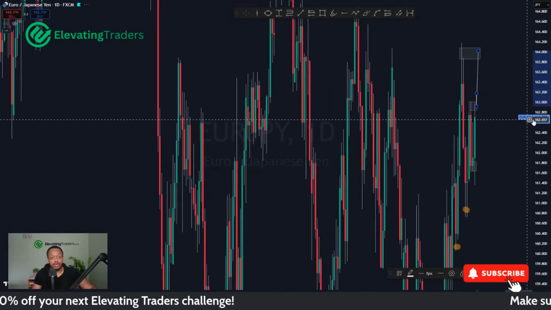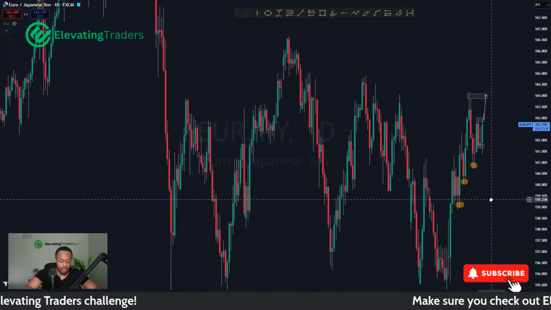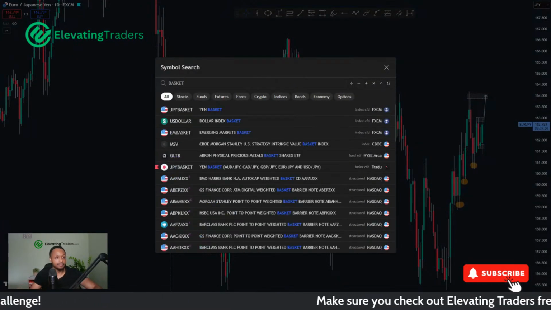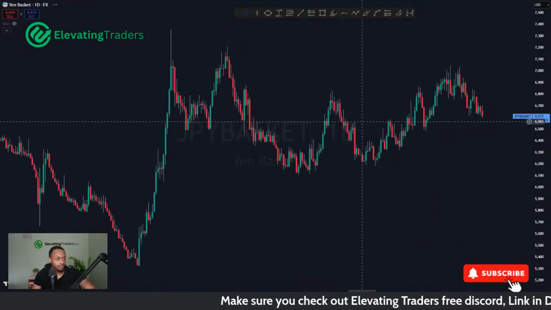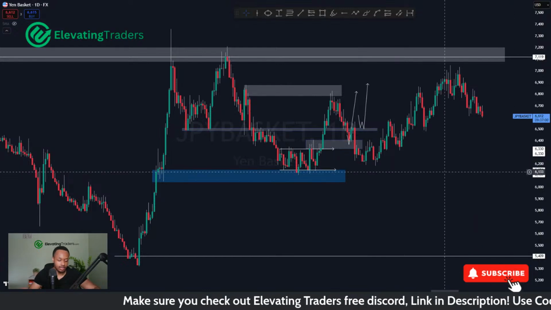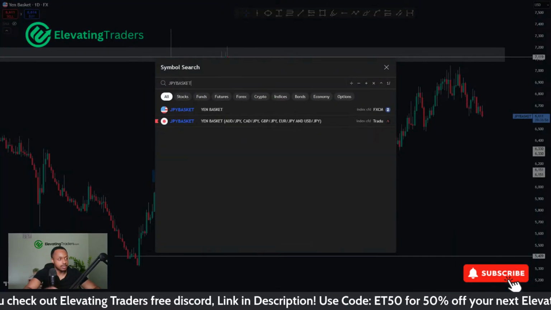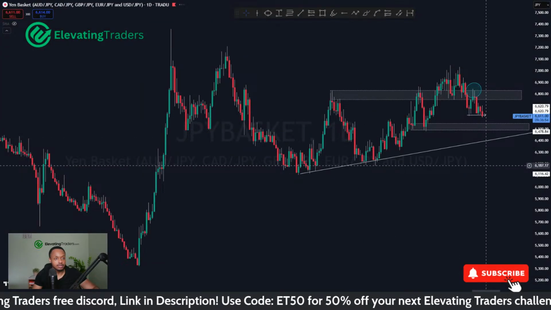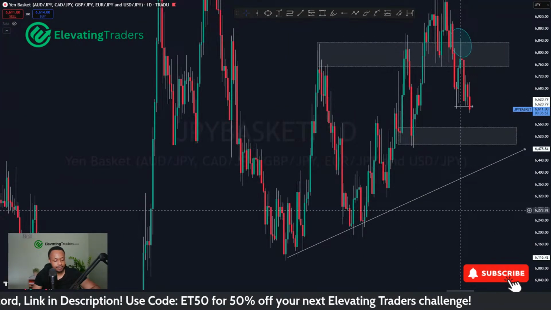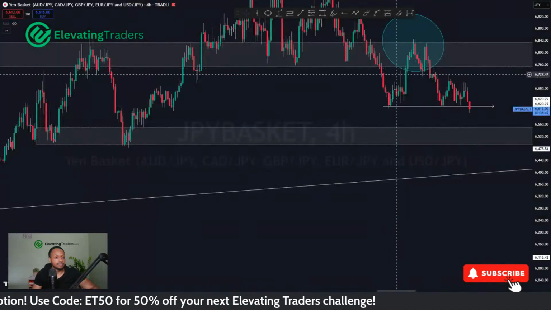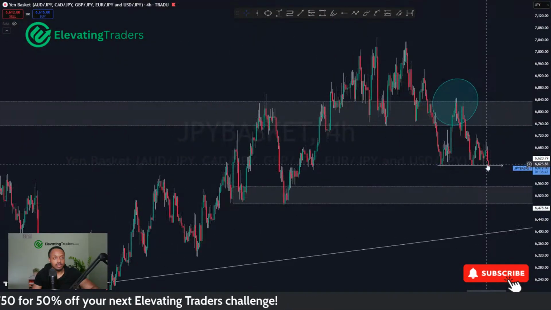But yeah, I think the yen pairs still got some room to the downside. So I'd be careful. I'll be careful about selling the yen pairs, because I do think this support will break.